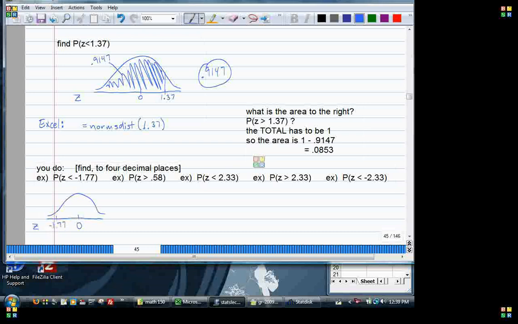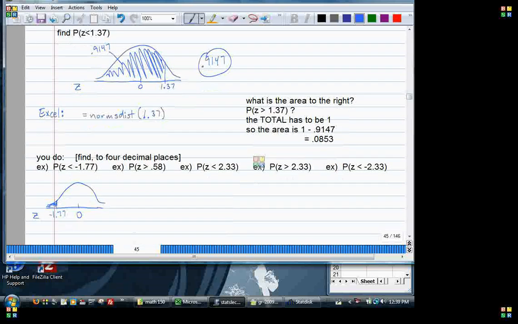Shade to the right of what? Okay. Now why do we shade to the right? It's less. So you shade to the left. It says less than, so you shade to the left. Now you type in what you need into Excel, and what do you get? Okay. You round it to 4 places, you get 0.0384.